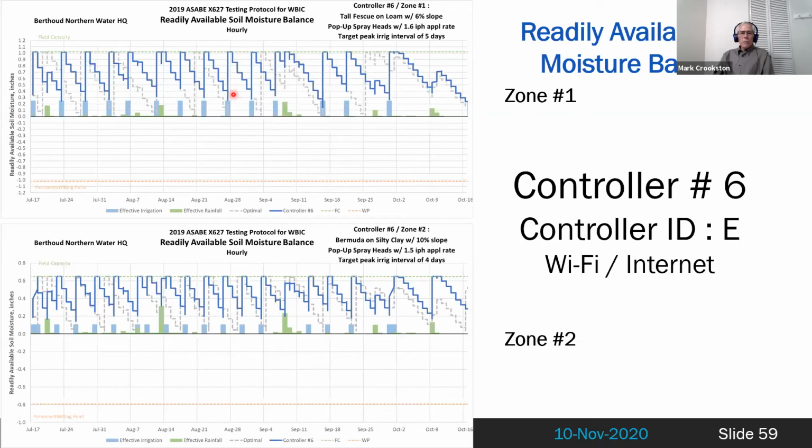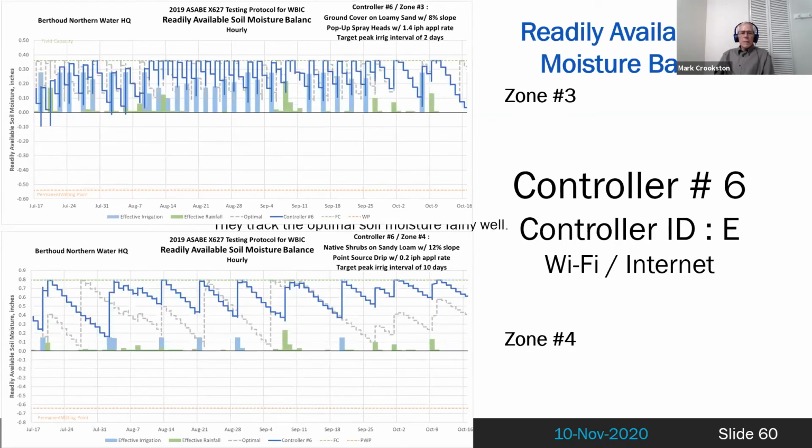And we would want to see the stair steps following the optimal in the light gray behind it. And we're seeing really good agreement on zone 1 and really good agreement on zone 2. The controller is doing what we hoped for and expected it to do as we programmed it up. Very similar here. Again, you can see when the rainfalls occurred, the blue is the irrigation and the green is the rainfall, and you can see that there's a good travel down through the available moisture, and the controller is trying to do that.